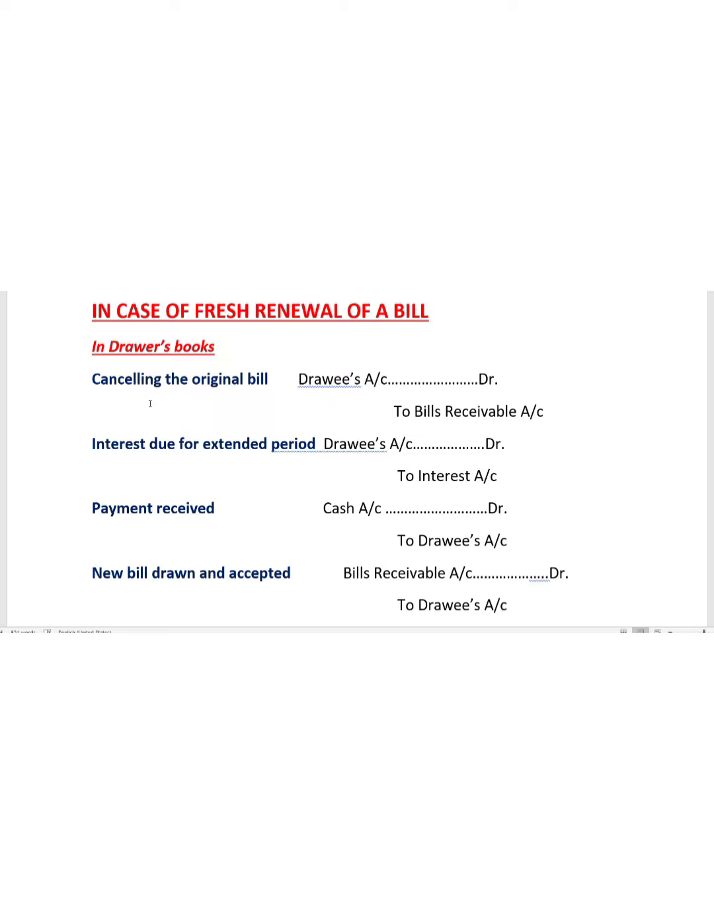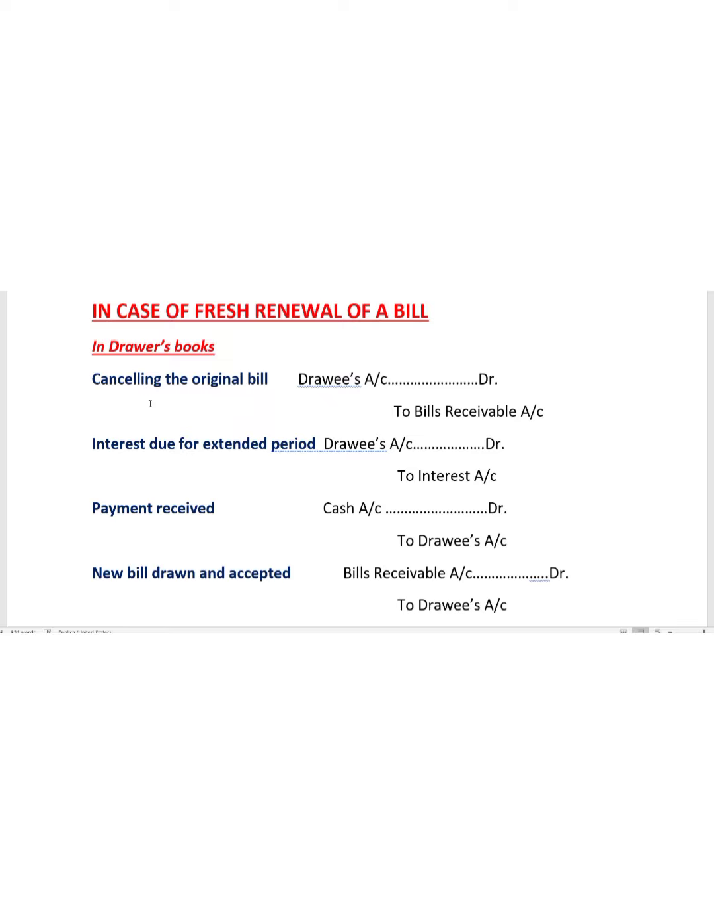Next, when you are receiving the payment, suppose the drawee is giving some part payment. He's not giving the entire amount of the bill, he's giving some part. Suppose 5,000 was the original amount of the bill, so he's giving 2,000 as cash, and for 3,000 he's giving a fresh bill to you. For the 2,000 which you are receiving from the drawee, what entry will pass? Cash account debit, to drawee's account.